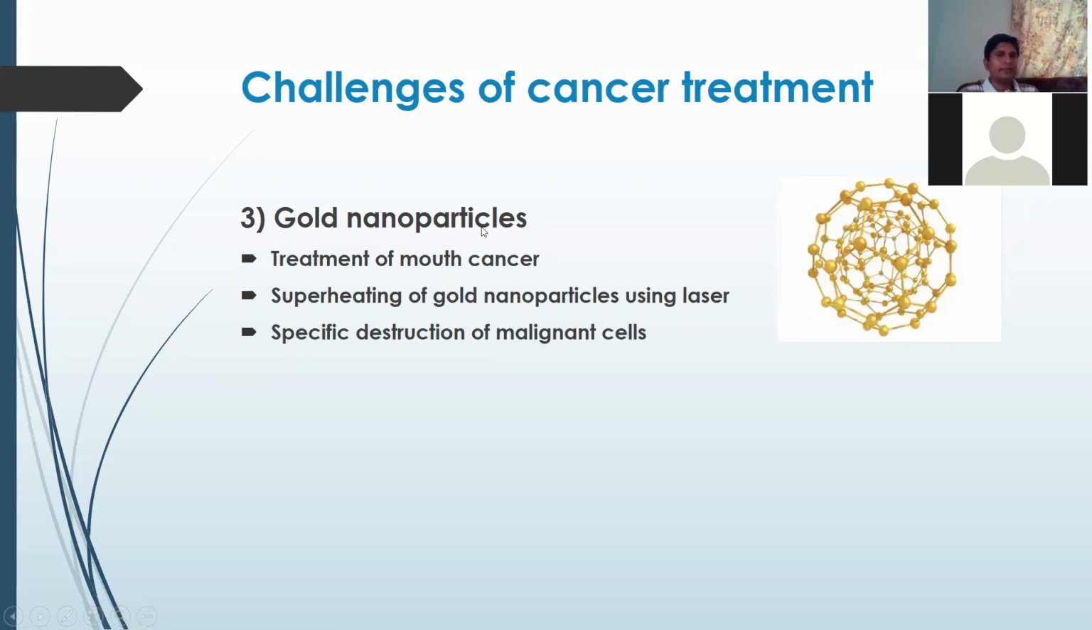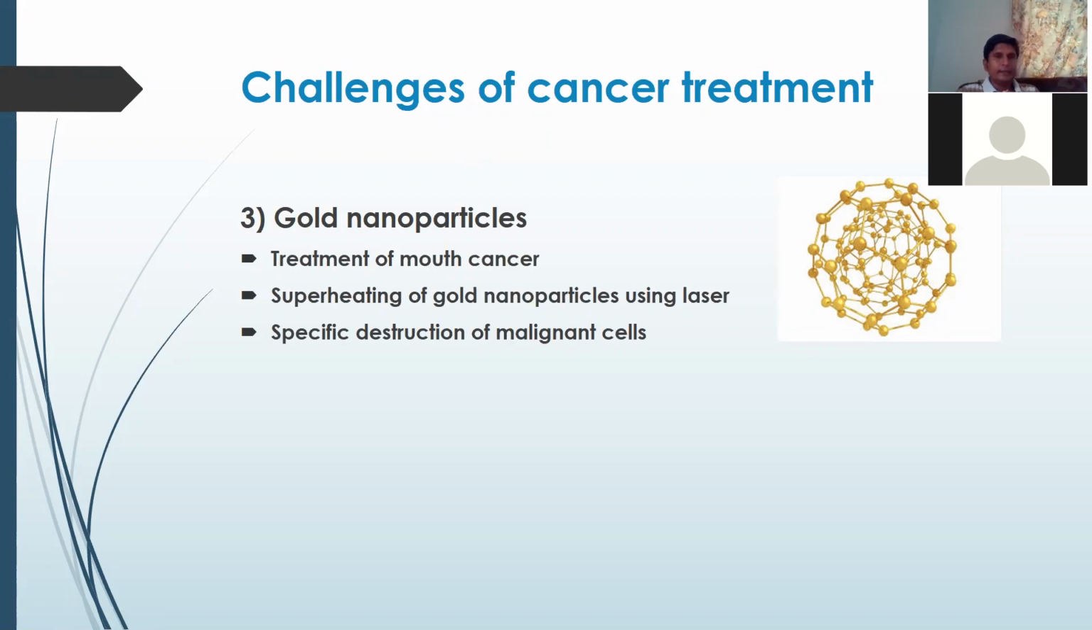And how would they work? These gold nanoparticles could be heated by using a laser. Because gold nanoparticles could be easily heated because of their metallic properties, they could be heated by using the laser. So once these gold nanoparticles are applied to the tumors in case of mouth cancers, they could be heated on the targeted site. They could be superheated, and once they are superheated, they could kill all the cancerous tumors in case of mouth cancers. So what is the advantage?